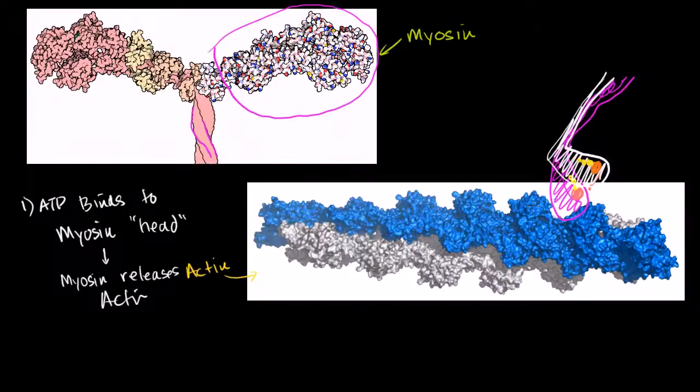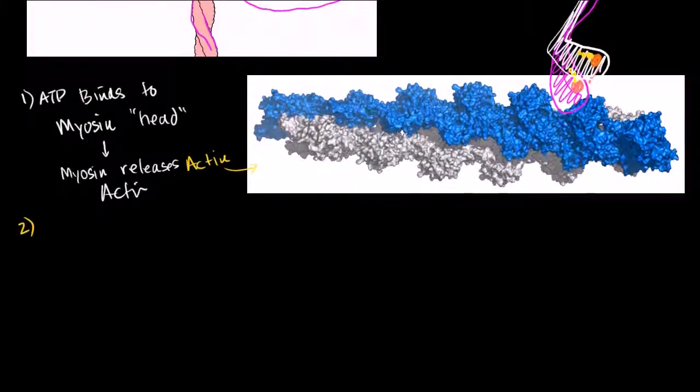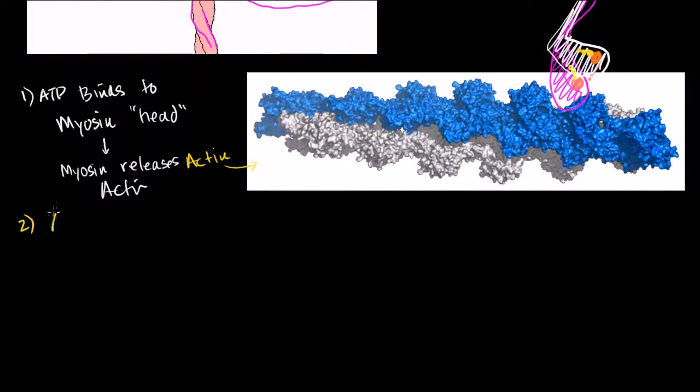Now, in the next step, the ATP hydrolyzes. The phosphate gets pulled off of it. This is an ATPase enzyme. That's what it does. So let me write that down. Step 2: ATP goes to ADP plus a phosphate group. And what that does is release the energy to cock this myosin protein into a high-energy state.